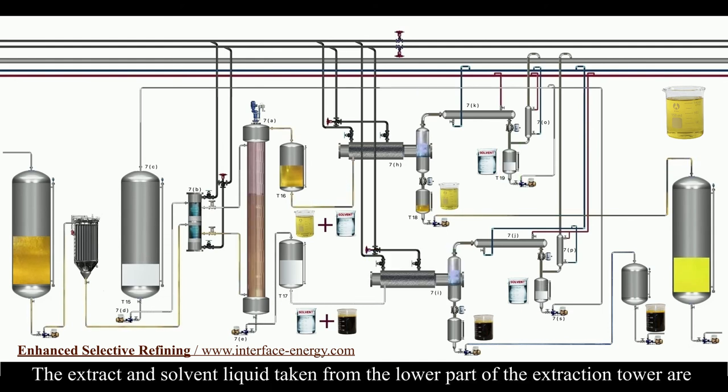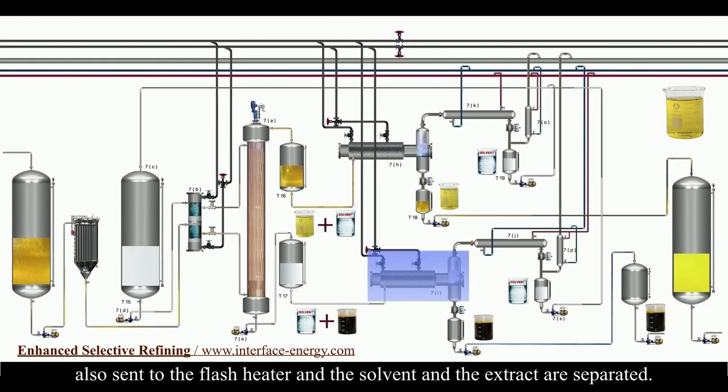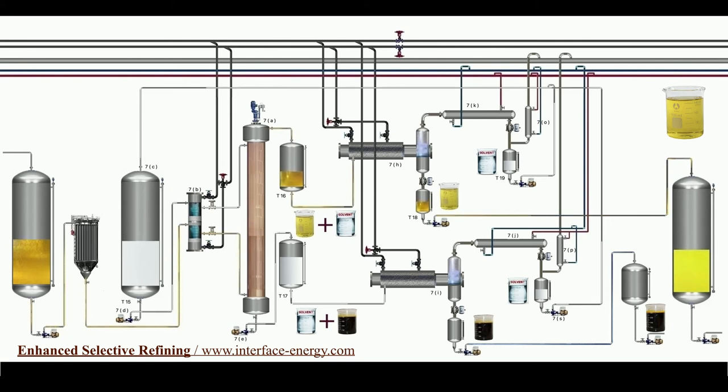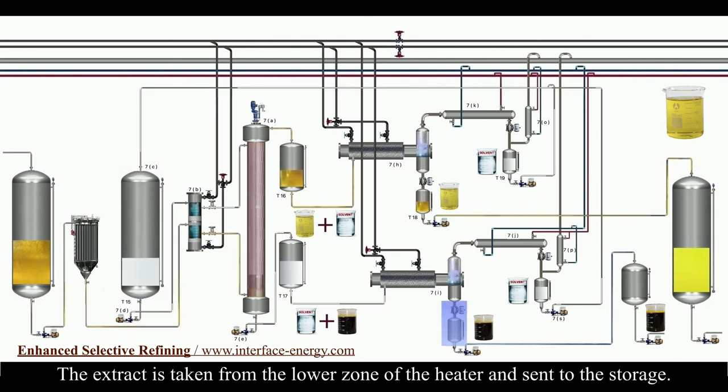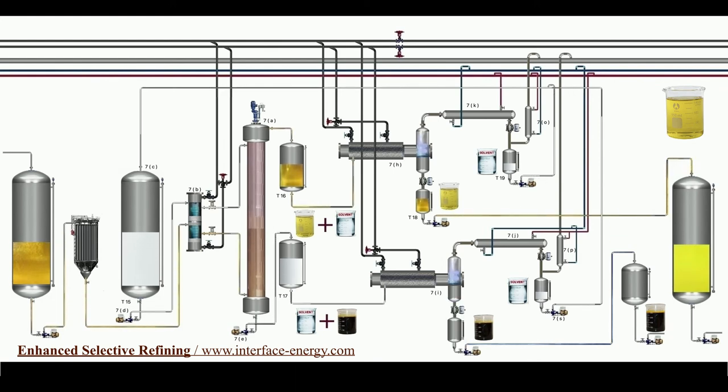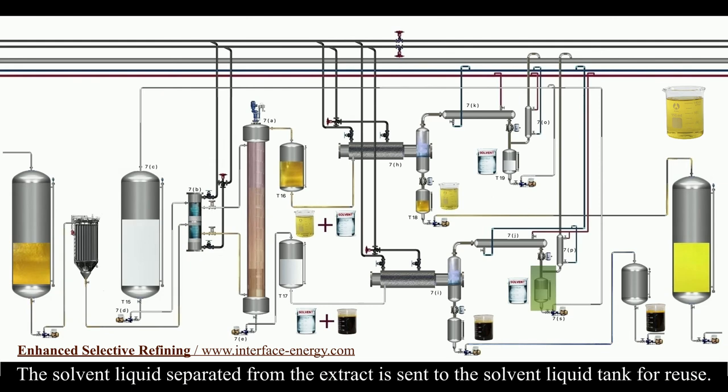The extract and solvent liquid taken from the lower part of the extraction tower are also sent to the flash heater and the solvent and the extract are separated. The extract is taken from the lower zone of the heater and sent to the storage. The solvent liquid separated from the extract is sent to the solvent liquid tank for reuse.